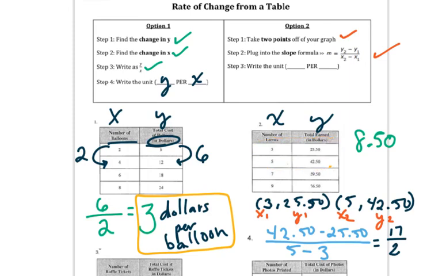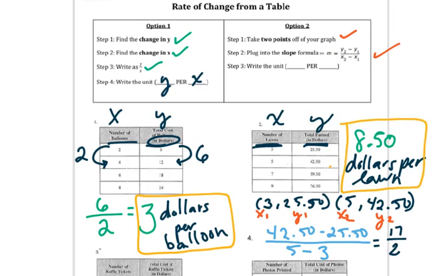So now the last step, we need to write the y per the x. The y is talking about dollars per. The x is talking about lawns. So this guy is making $8.50 per lawn. Not too difficult. So try the same thing with numbers 3 and 4.